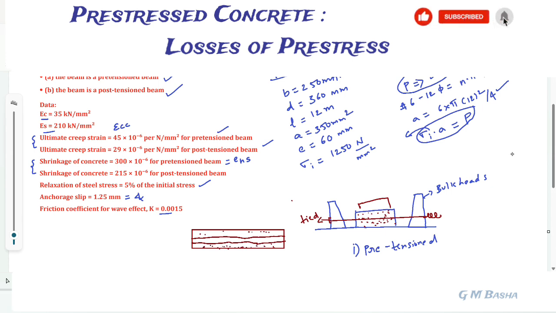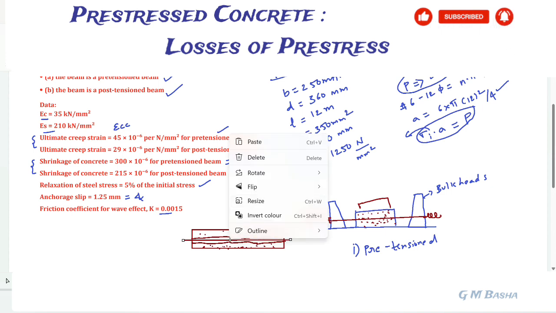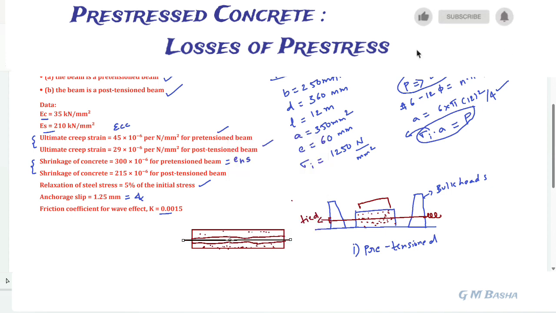After that, later they will insert high tension steel wires in between like this. So what is the difference in post tension beams? First the beam will be prepared by inserting the duct inside the beam. Later the high tension steel wire will be placed. Then cement grouting is also done in the gaps.